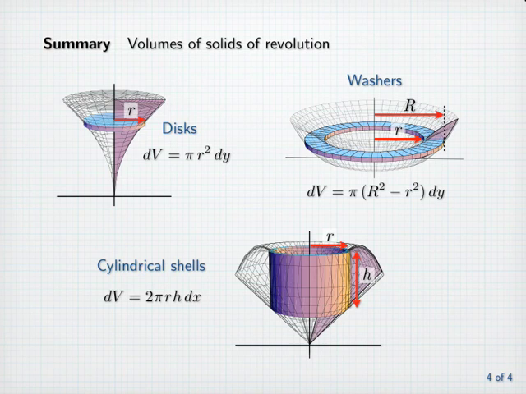Now each of these pictures involves revolving about a vertical axis. Of course, if we revolve around a horizontal axis, we simply treat things in more or less the same way. Slices of the region perpendicular to the x-axis would result in disks or washers and integration with respect to x, while slicing the region horizontally and revolving those slices would give us cylindrical shells, and the integration would be done with respect to y.